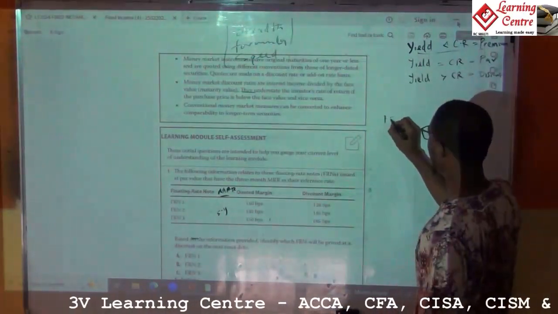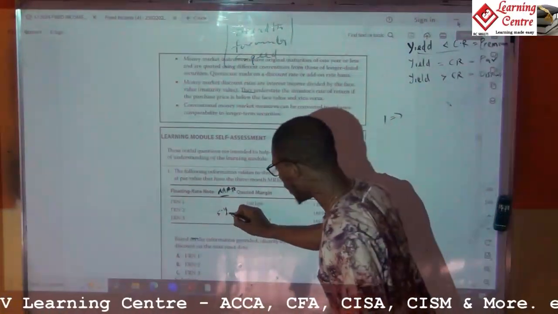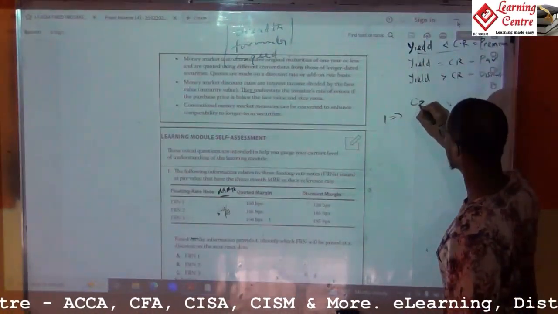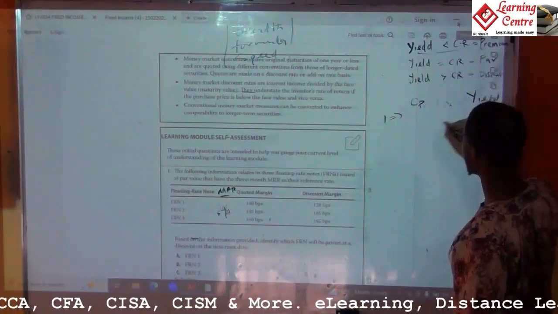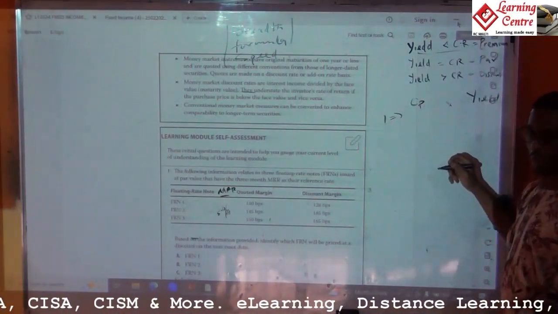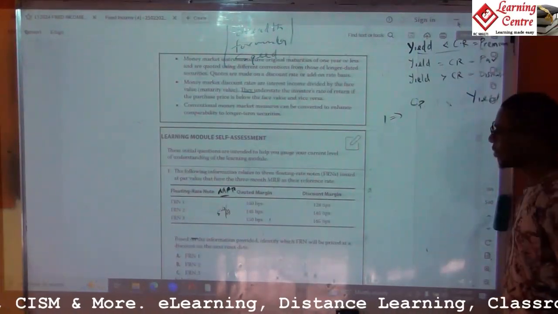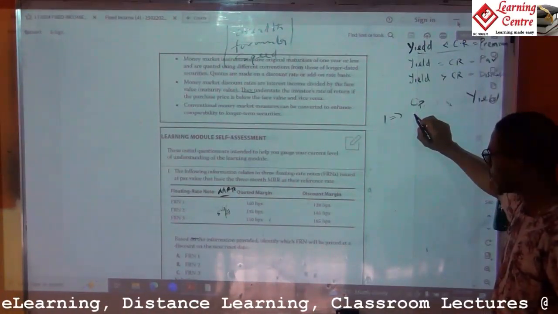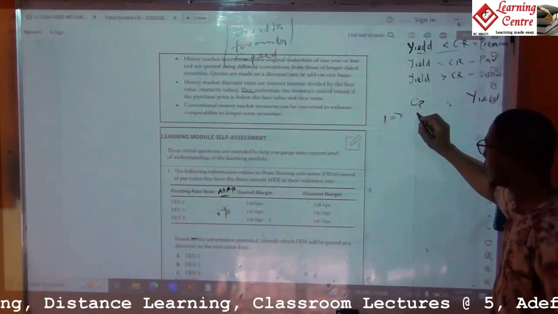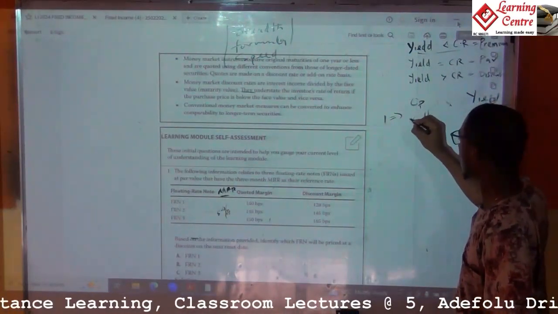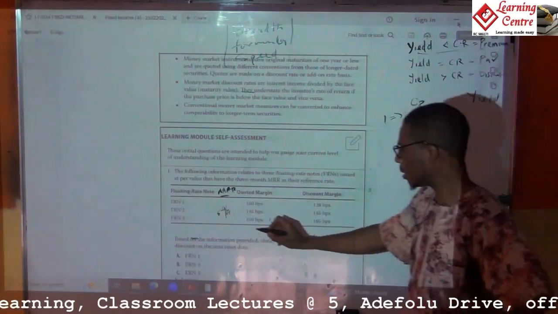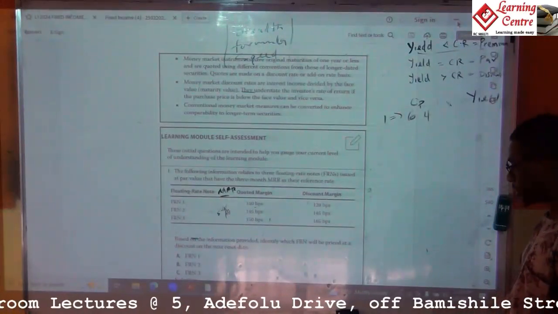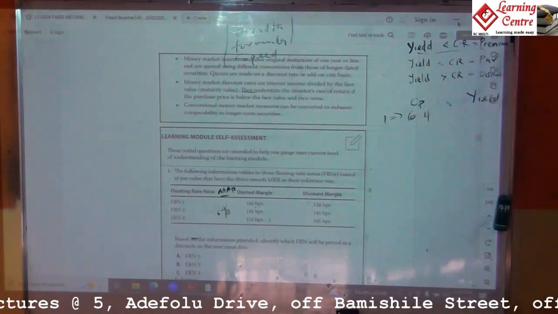So for FRN 1, the coupon rate will be what? We say MRR is 5%. For FRN 1, there are two things, the coupon rate and the yield. What will be the rate for the coupon? 6.4%. Great. You have MRR plus the quoted margin. That's 140 pips, which is 1.4%.